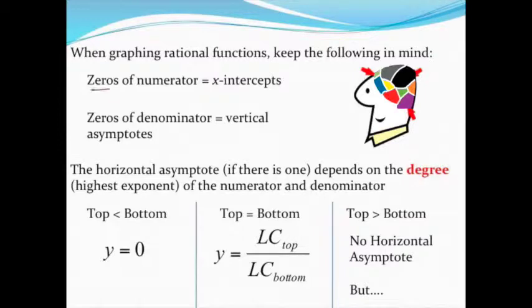Namely, whatever makes the top of our function equal to 0 is going to be our x-intercepts. Whatever makes the bottom of our fraction equal to 0 is going to tell us where our vertical asymptotes are. And then our horizontal asymptote, if there is one, is going to depend on what the degree, or the highest exponent, of the top and bottom of our fractions are.